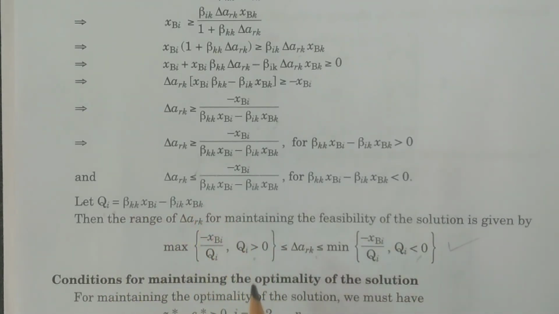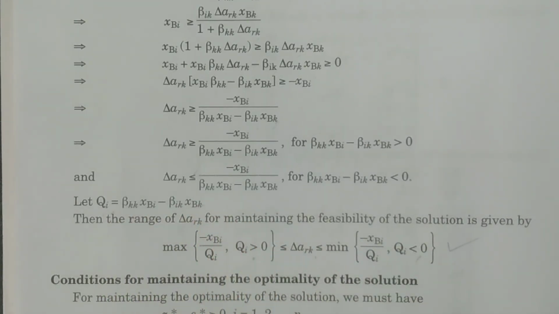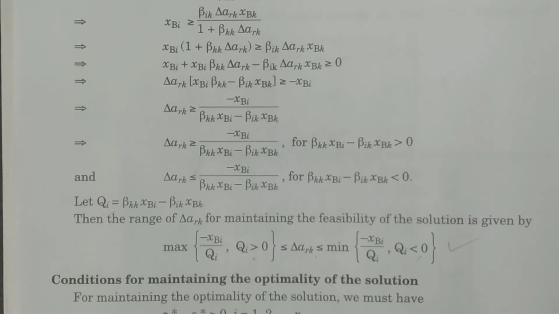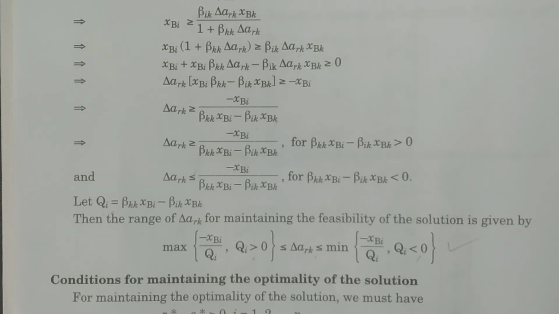So this is the feasibility condition I have explained in this class. The condition for maintaining the optimality in case 2, I will discuss in the next class. Thank you very much.